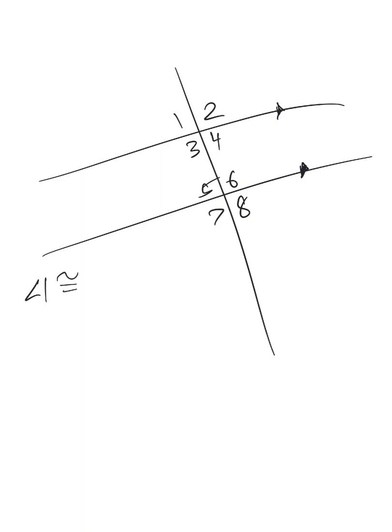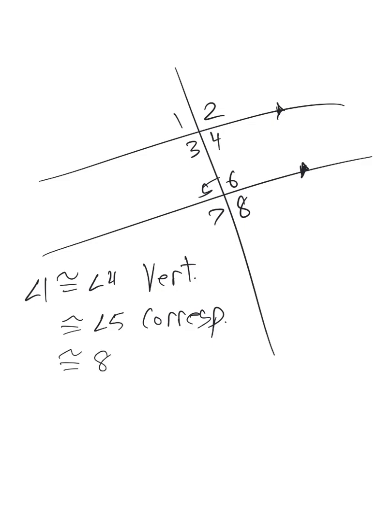Angle 1 is congruent to what and why? All right. It's congruent to angle 4 by vertical angles. It's also congruent to angle 5 by corresponding angles theorem. It's also congruent to what else? 8. Alternate exterior angles. So you have to memorize what each one is and their positions.